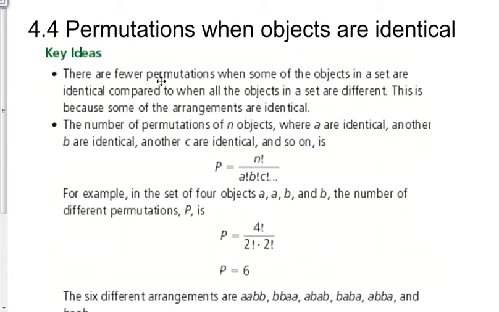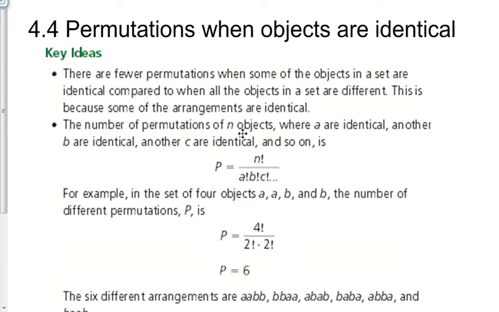Section 4.4 is titled Permutations when objects are identical. Here are the key ideas we're going to be learning about. There are fewer permutations when some of the objects in a set are identical compared to when all of the objects are different. This is because some of the arrangements are identical.